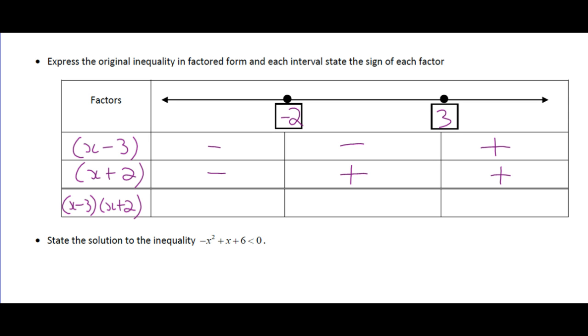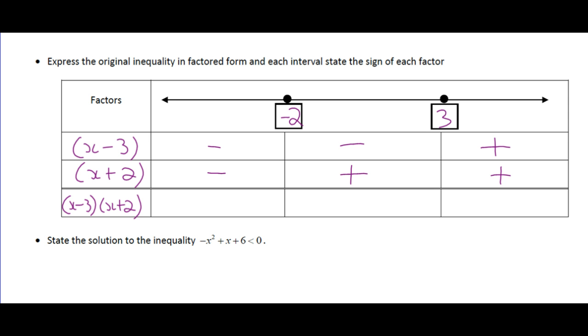Okay? So what we're looking at is we have these two factors. Now, when the two factors are multiplied together, if it's a positive times a positive, what do I get? A positive. If it's a negative times a negative, what do I get? If it's a negative times a positive, what do I get? Right? And that's the idea.